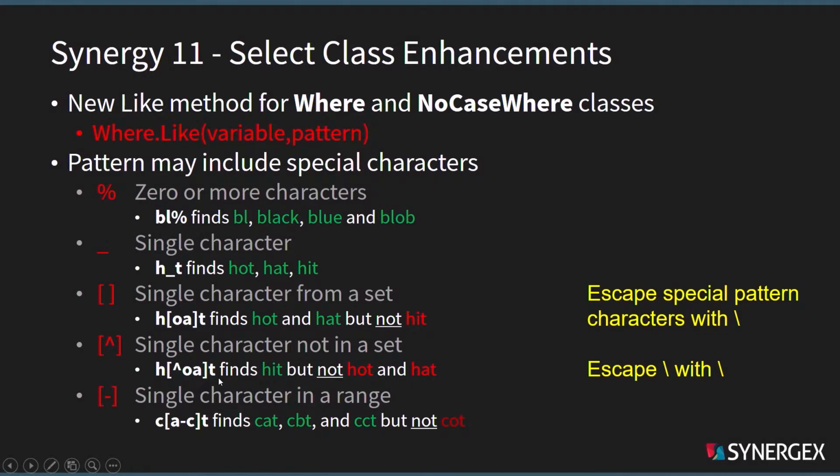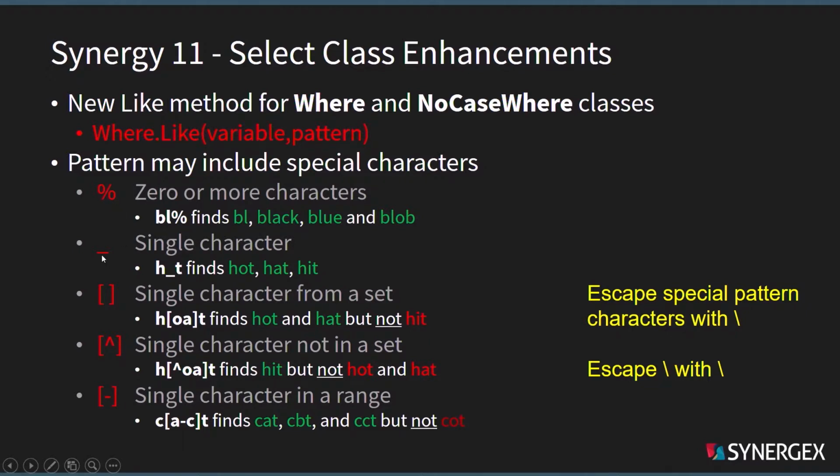We've also done some work in the select class. The where clause, in particular, now has a new method, which is called where.like. This applies to both the where and the no case where. So if you're doing case insensitive where clauses as well, you can now do pattern matching with the like method. Essentially, you specify the variable that you want to search, and you design a pattern that you want to search for. That pattern might be as simple as an asterisk, or it might contain things like %. So % represents 0 or more characters.